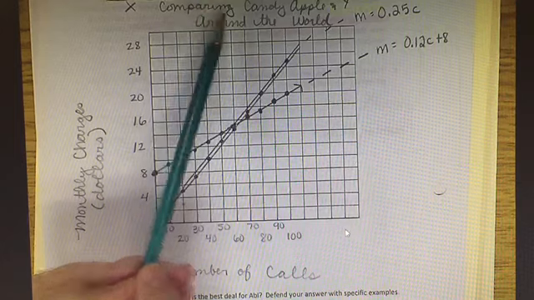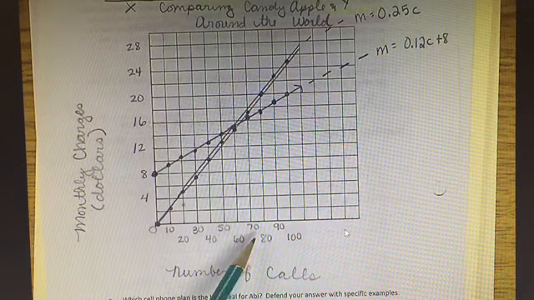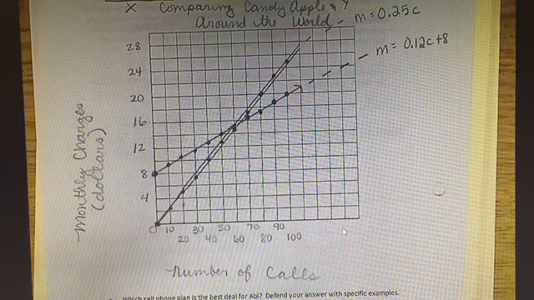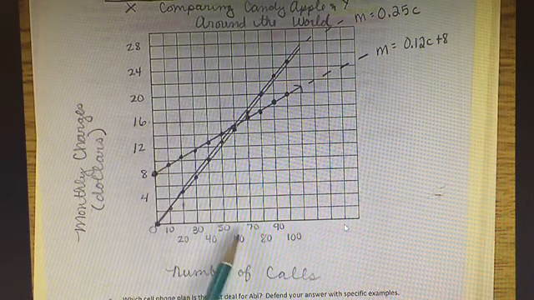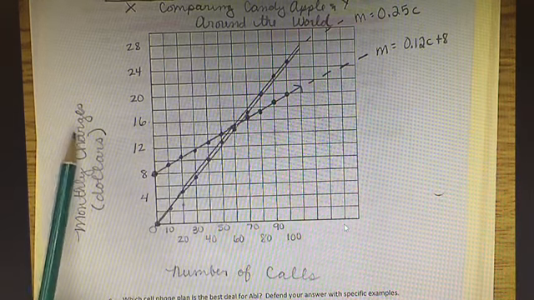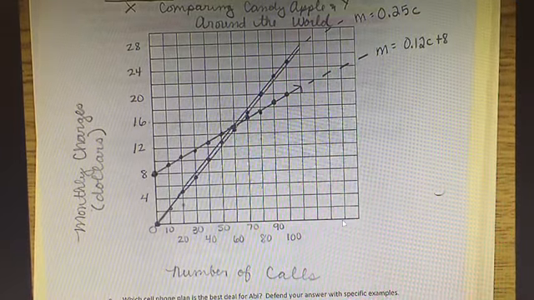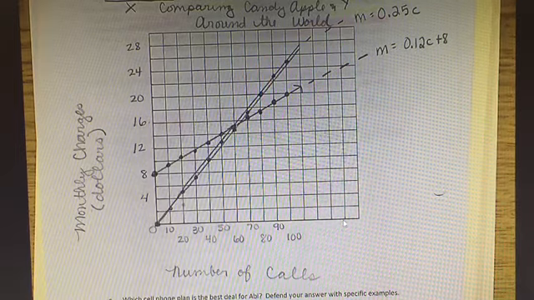Again, title, label, label, scale, scale, and all of your locations are on there correctly, which means if you put number of calls over on the Y, that entire graph is wrong. So you don't want to make that mistake, okay?